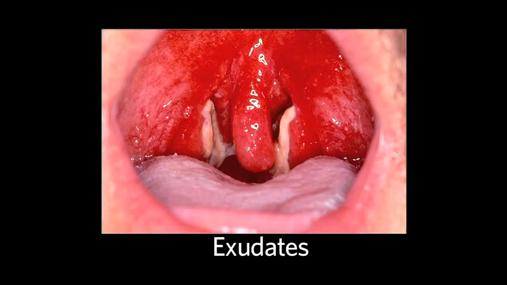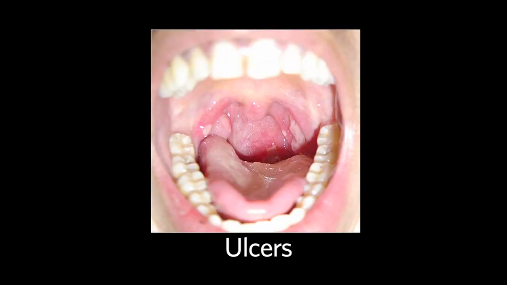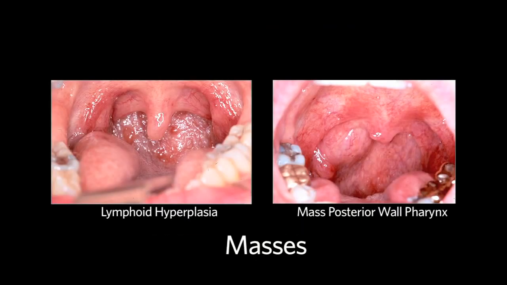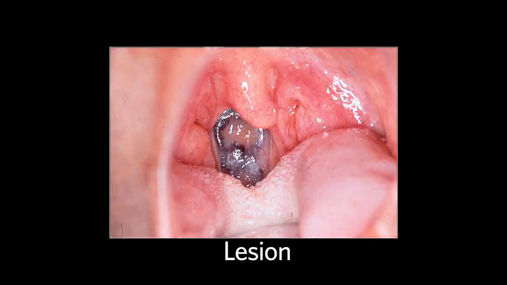Tonsil size is given by a 1-to-4 scale. Here it is important to pay attention to any tonsillar or oropharyngeal pathology, such as exudates, ulcers, masses, or lesions of any kind.